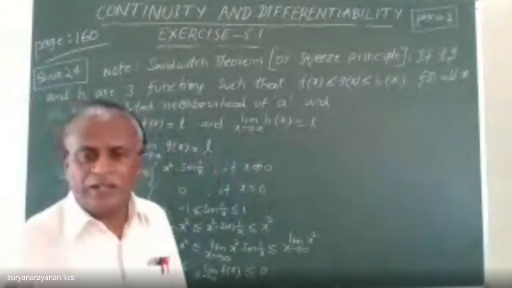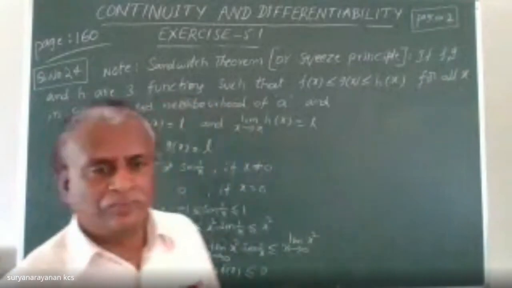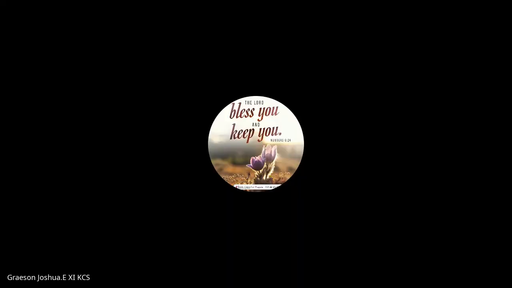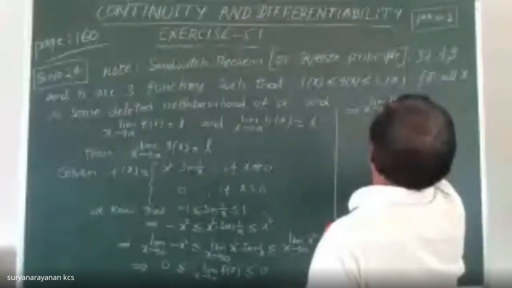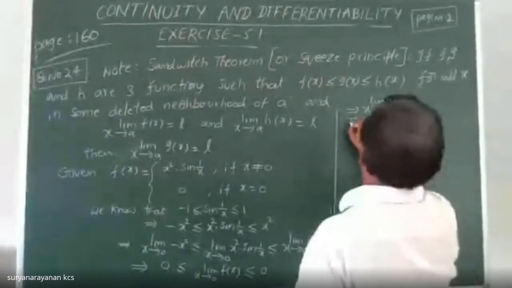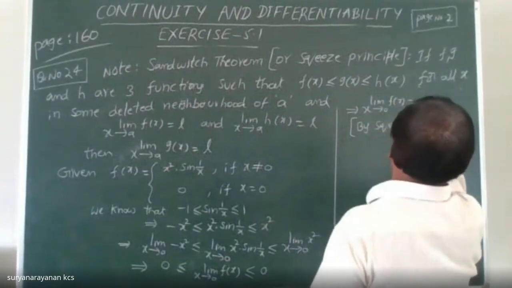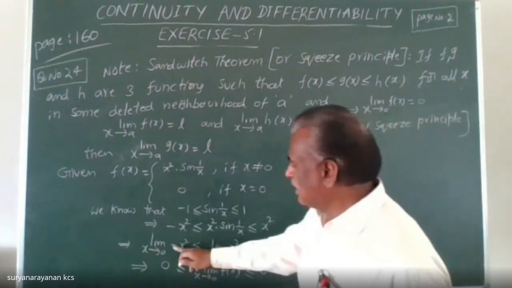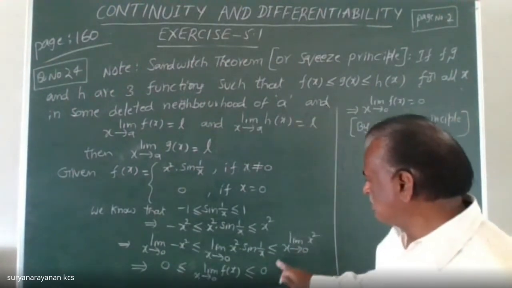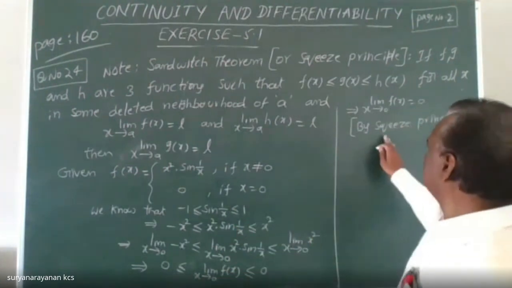Can you find any number between 0 and 0? No, 0 only. So the limit of this function is also 0. This implies as x tends to 0, limit f of x is equal to 0 by the squeeze rule. This side function limit is 0, this side function limit is also 0, so the middle function limit is also 0. So we got the limit of this function.